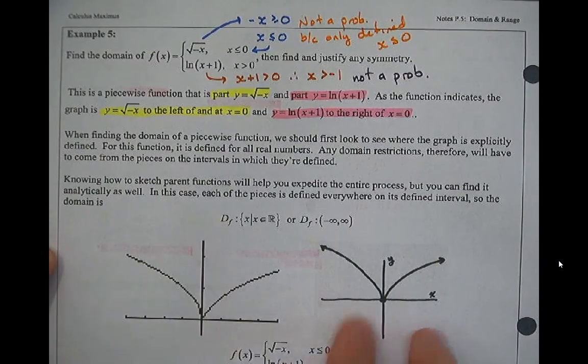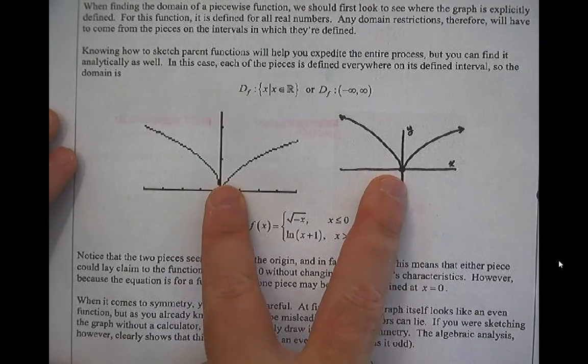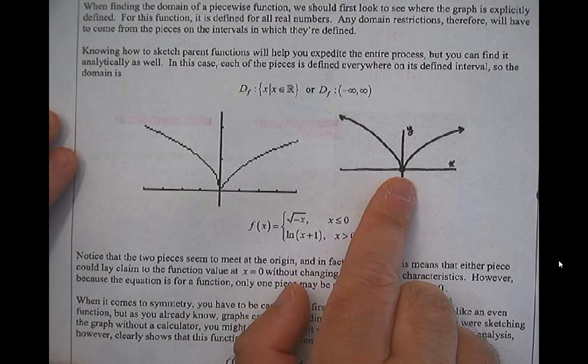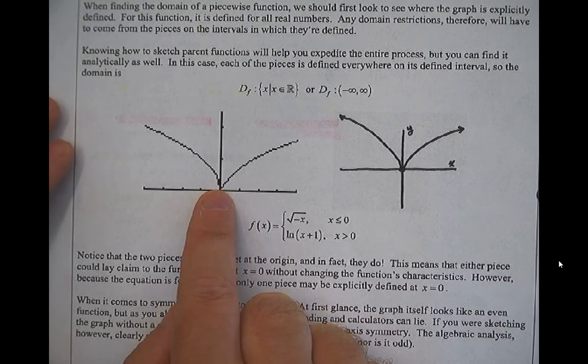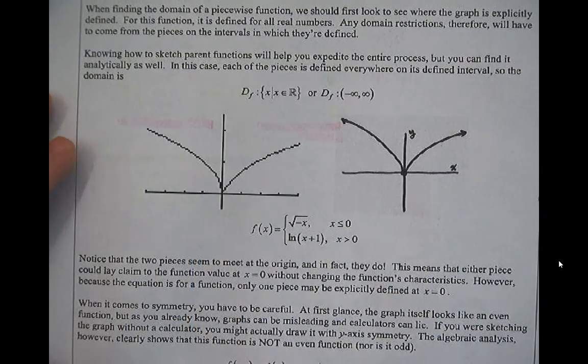So as we look at our picture, it kind of feels like there's some symmetry here. If you were just to sketch this, you might sketch it like this. But if you pay a little bit closer attention, you could see that these two branches don't actually meet each other.